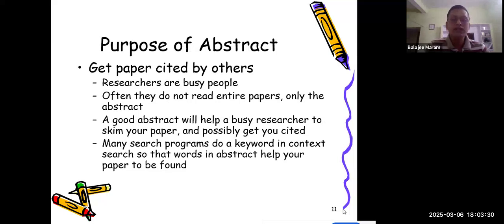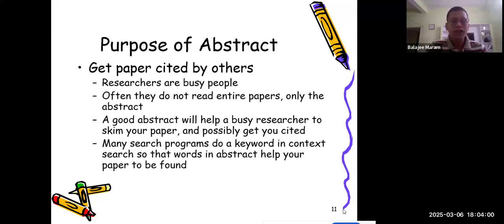Next, that is the first point. Second point, get the paper cited by others. Suppose you have done some good practical implementation and you got good results compared to the existing technology, existing papers. Your paper is published. But what about the next step? The next step is that your paper should be read by other readers, other researchers, and your paper should be cited by other papers and other researchers. That is the next target.